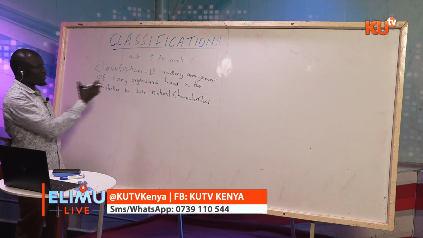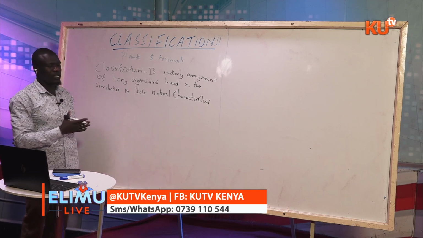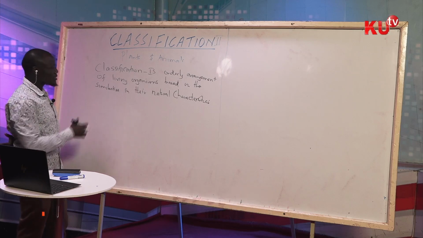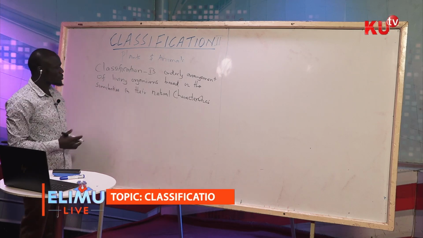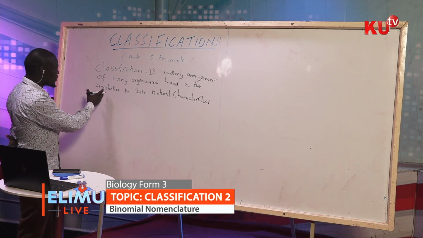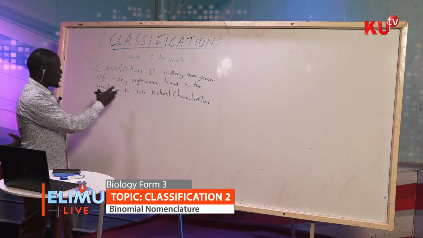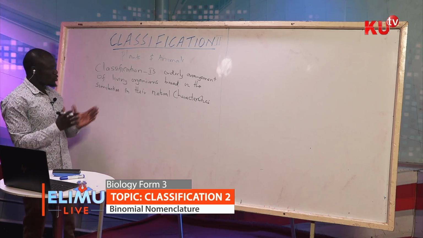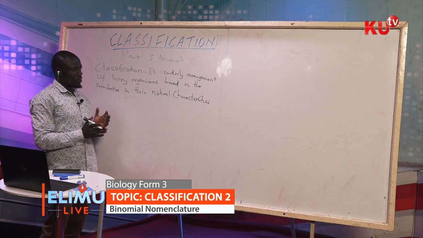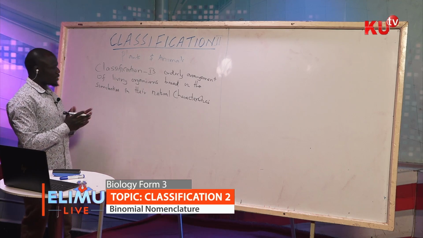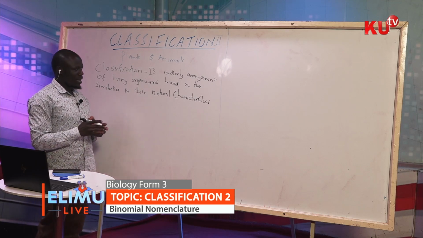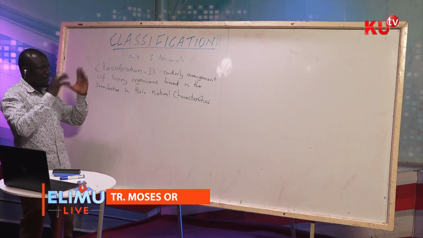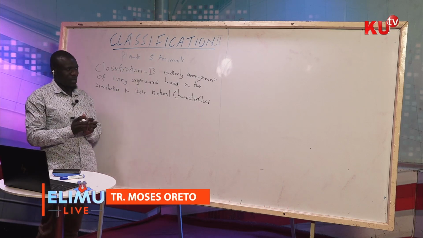So we are just doing a review of whatever we learned in Form 1 in terms of definition, where we defined classification as the orderly arrangement of living organisms based on the similarities in their natural characteristics. So we are trying to classify these living organisms based on their natural characteristics.